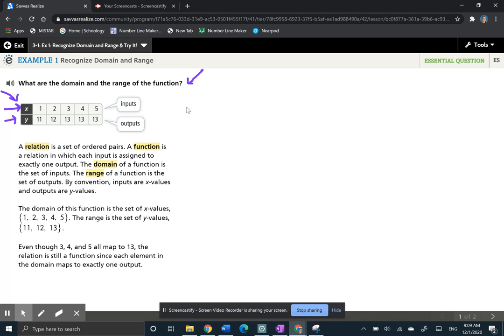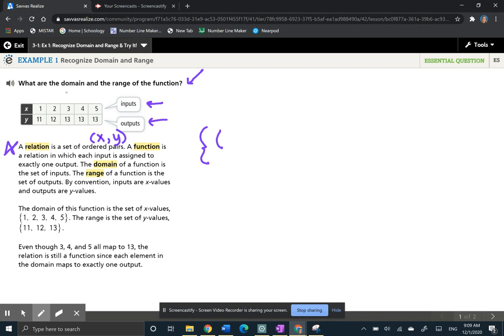Your X values right here are your inputs. The X values are your input values and your Y values are your output values. Now it says a relation is a set of ordered pairs. If I have a set of ordered pairs, the curly brackets start out as a set for us, and an ordered pair is in parentheses, an X coordinate and a Y coordinate. So a relation is a set of ordered pairs.